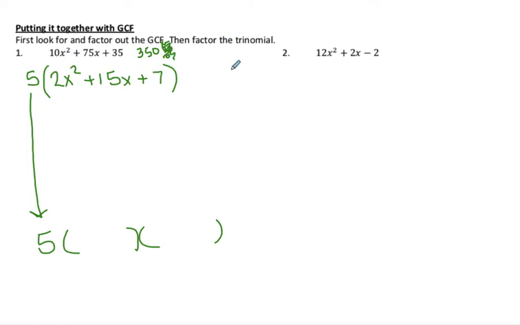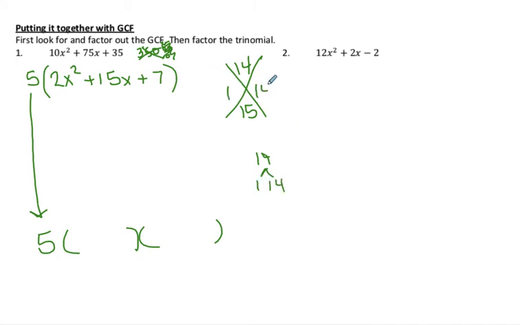Now we have 2 times 7. So 2 times 7 is much more manageable. I don't want to find all the factors of 350. There's so many. 14, now we're cooking. So I want factors of 14 that add up to 15. So as soon as I write that out, I get my match right away.